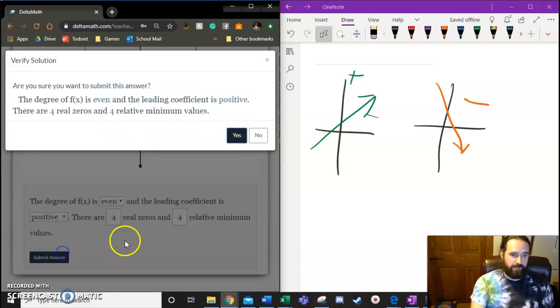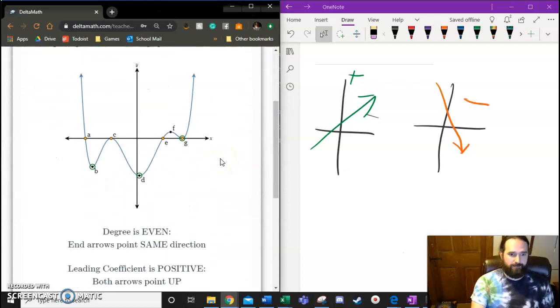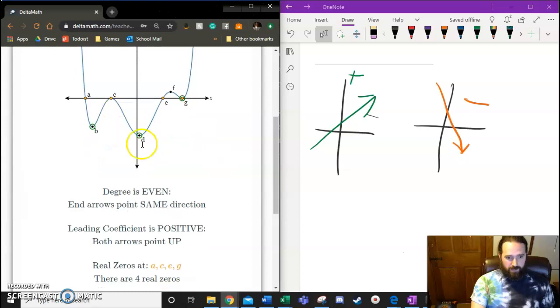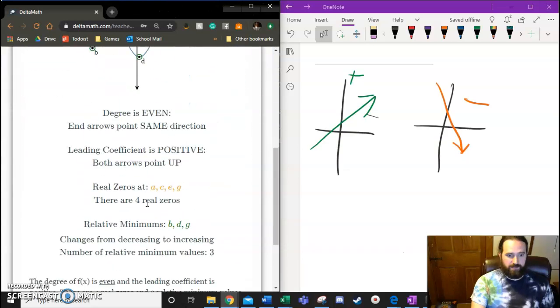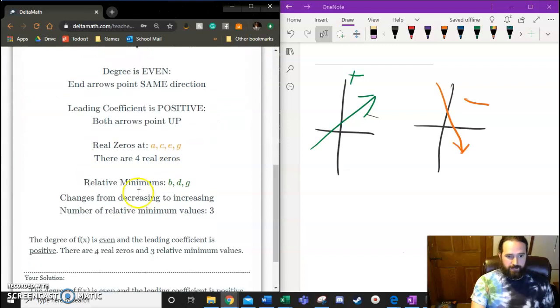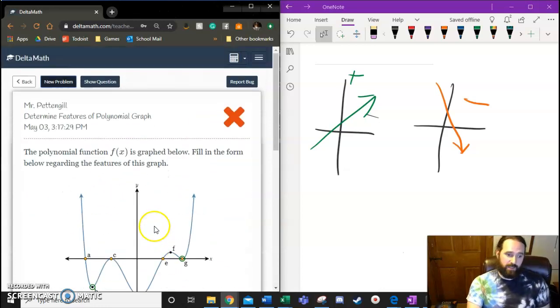Boom, 3, submit, yes. What did I do this time? Oh wait, degree was right. The real zeros, there were 4. I said there were 4. Yeah, didn't I say there were 4? Yep, 4 real zeros. Okay. Relative minimums. Number of relative minimums, 3. Oh no, I said 3 and I typed 4. Welcome to the things that'll get you on this one. So, you've seen me mess up 2 out of 3, but you guys should have the idea.